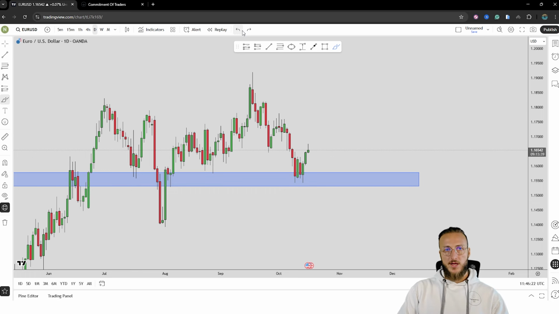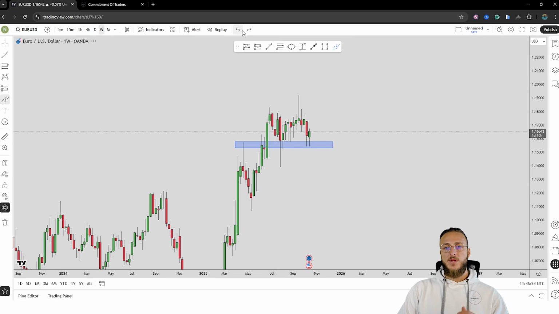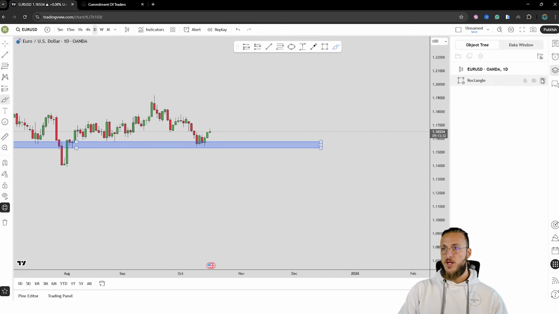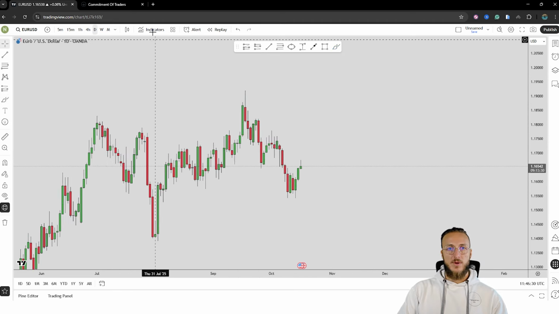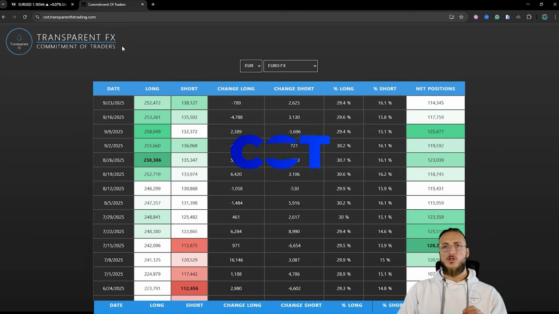But at the moment, what kind of structure do we have? Well, before we dig deeper into what we have here from a technical perspective, first, let's go and see what we have when it comes to the commitment of traders. So what the big players in the market are doing on the euro, therefore on EURUSD, because again, all currencies on the spot are traded against the USD.